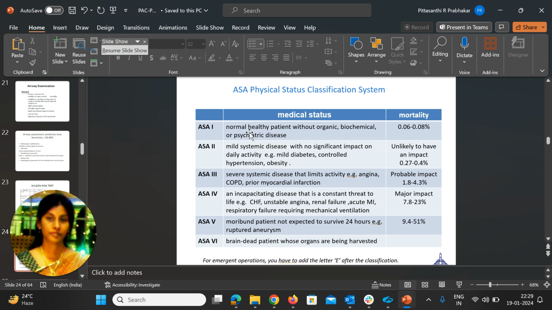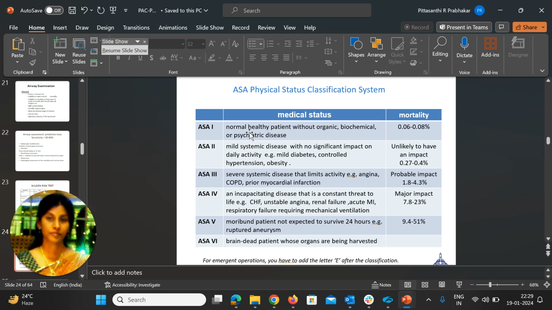ASA grade 3, severe systemic disease. It limits the activity, like angina, COPD, prior myocardial infarction. Probable impact is 0.18 to 4.3%. ASA 4 is an incapacitating disease. It's a constant threat to life, like CHF, unstable angina, renal failure, acute MI, respiratory failure requiring mechanical ventilation. The major impact would be 7.8 to 23%.